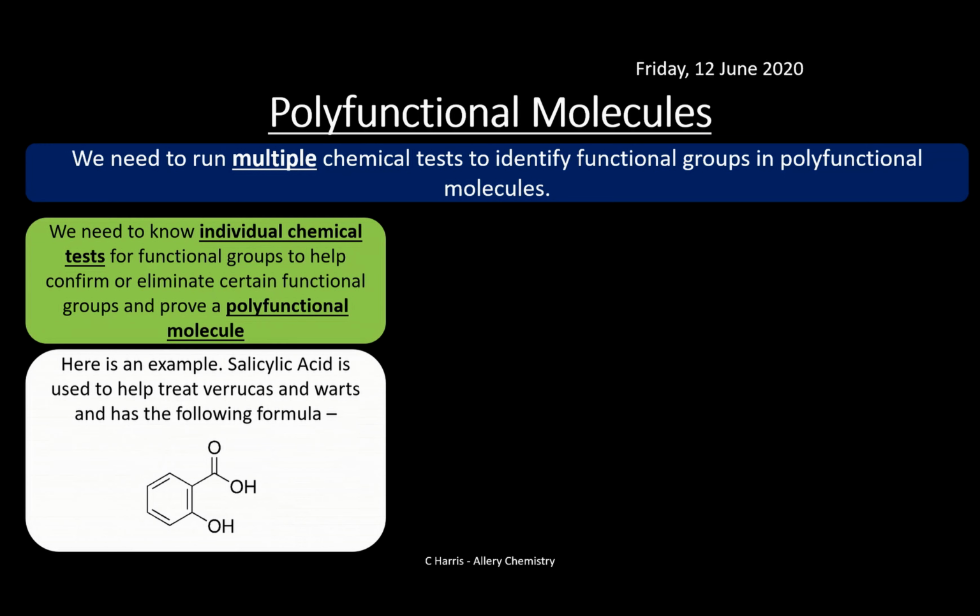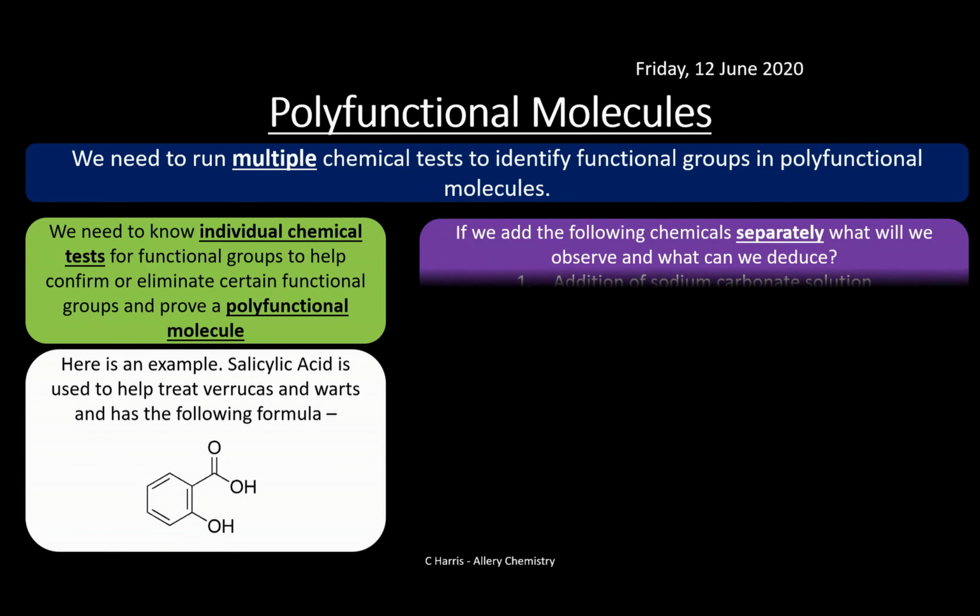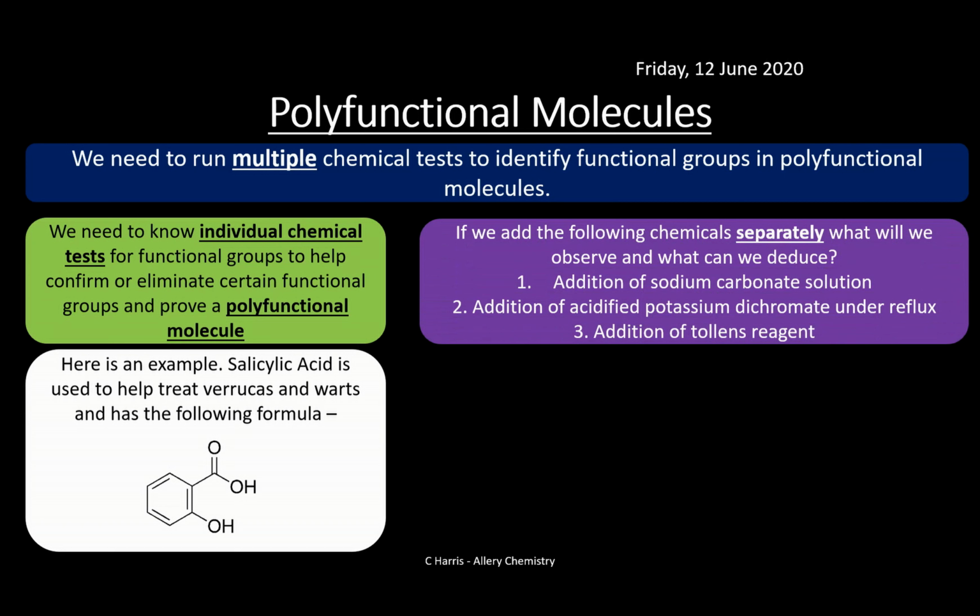So here's an example. This is salicylic acid, which is used to make aspirin. So salicylic acid is used to make aspirin, but also directly it's used to treat verrucas and warts. And it has this following formula. So you can see here it's got a couple of functional groups in there, that one that we'd seen before. And so if we add the following chemicals separately, what will we observe and what can we deduce?